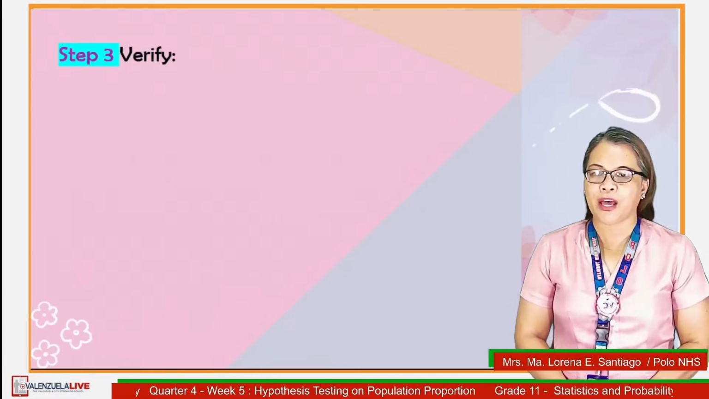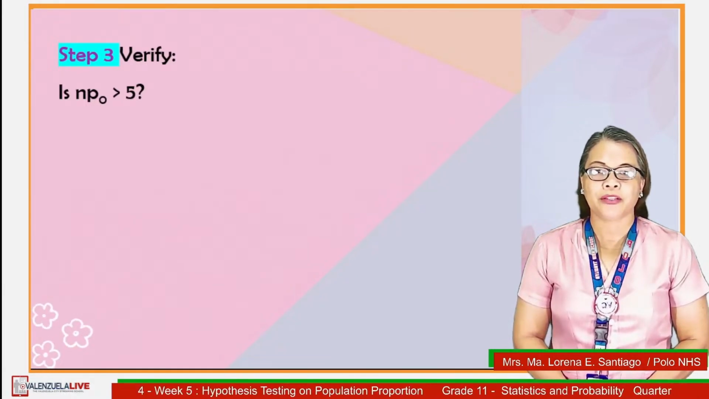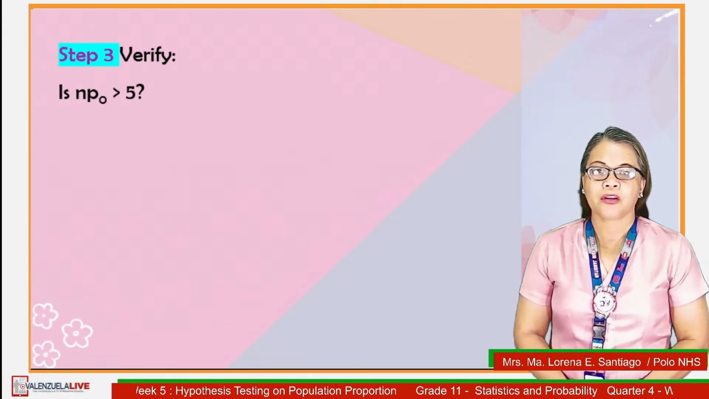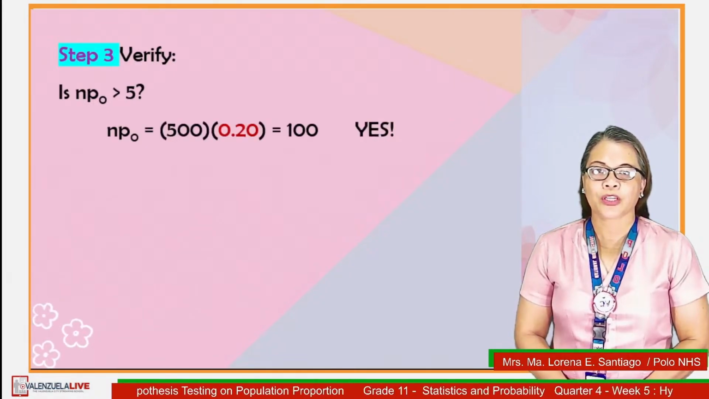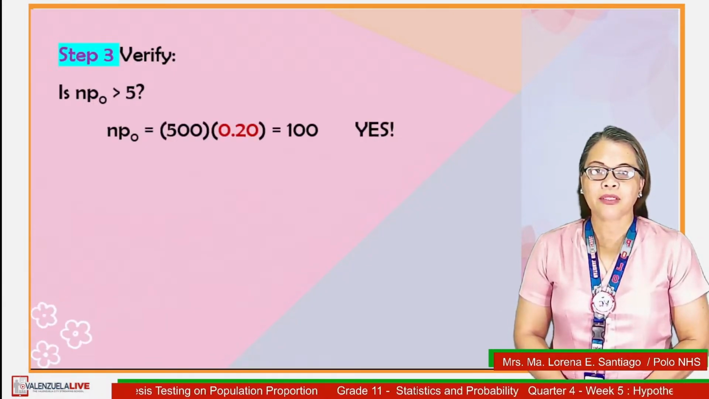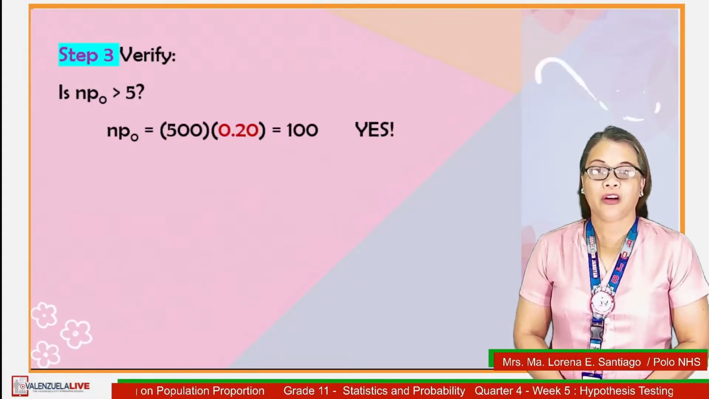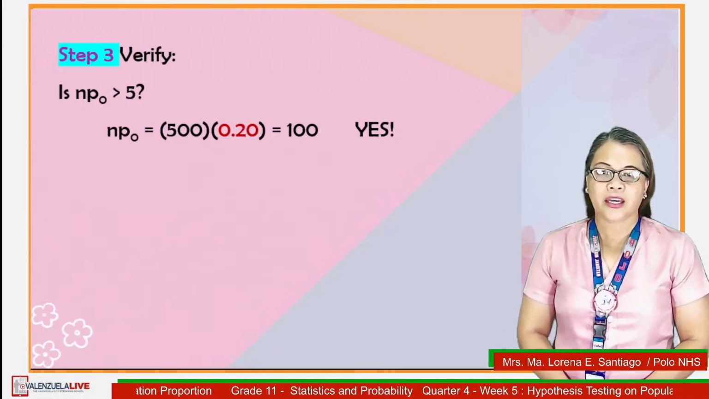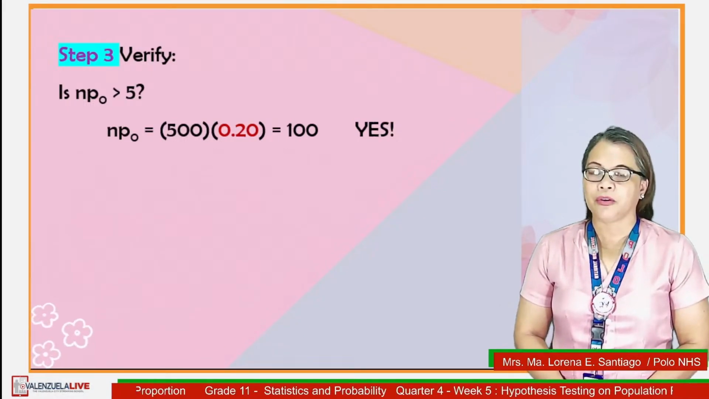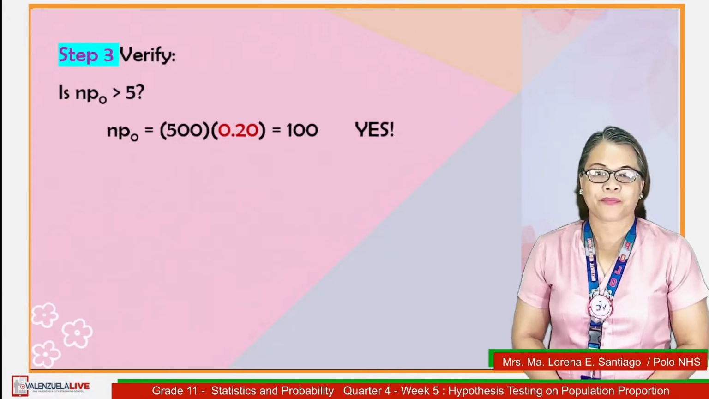We have to verify. Is n times p sub 0 greater than 5? To do that, we have to multiply n, which is 500, times 0.20, and we will get 100. And 100 is greater than 5. So the question, is n times p sub 0 greater than 5, would be answered by yes.